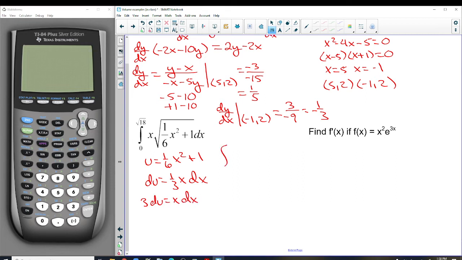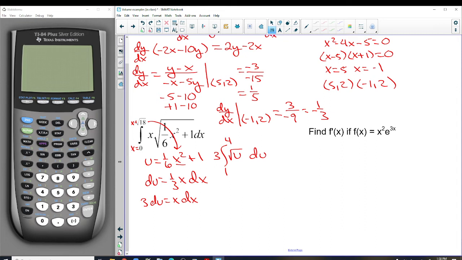Well, now we're going to integrate times 3 du, and it's the square root of u. Now we can do the integral on u and then plug the x's back in, or I can just change everything to u's, because this is x equals 0 to x equals square root of 18. If I plug 0 in for x here, 0 plus 1 is 1. Now I can go from 1. If we plug square root of 18 in for this, 18 divided by 6 is 3. 3 plus 1 is 4.